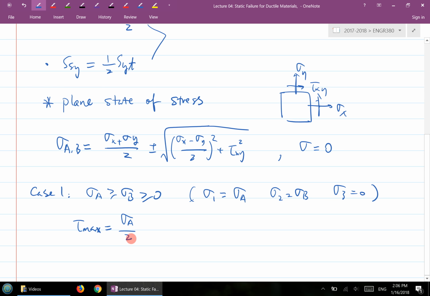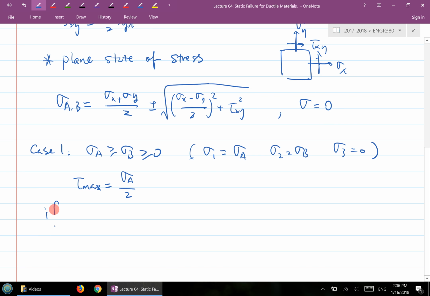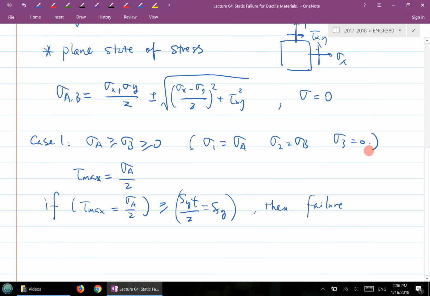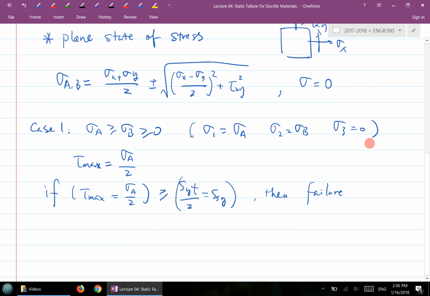Now MSS theory says if tau max, which in this case is this, is greater than SYT over 2, which is your SSY value, then you have a failure. But the bottom line is you compare the two quantities.